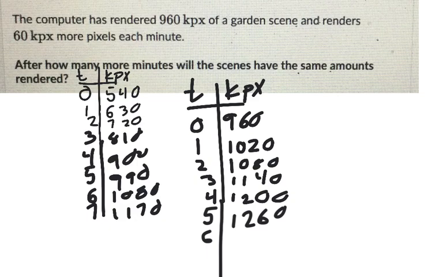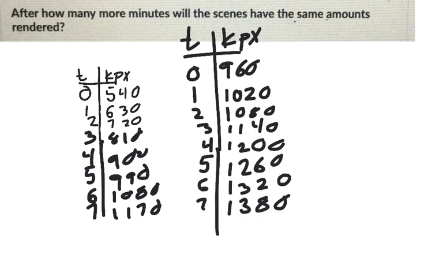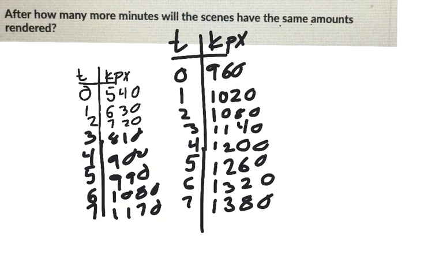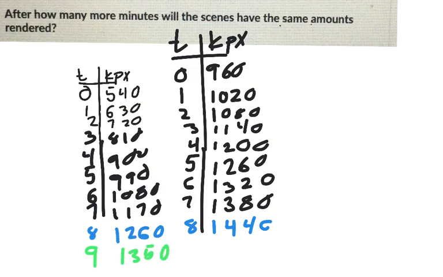And then at 6, it's going to be at 1320. At 7, it's at 1380. So see, we're here. So it hasn't quite caught it. So this one going up 90 is going to be at 1260. And here, this one's going to be at 1440. Going up 60, so still hasn't caught it. And then going up 90, this one's going to be at 1350. And this one's going to be at 1500.